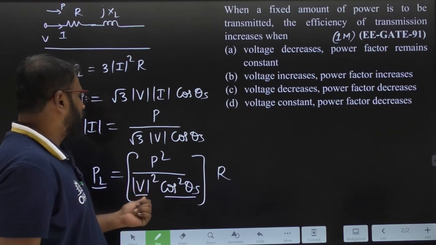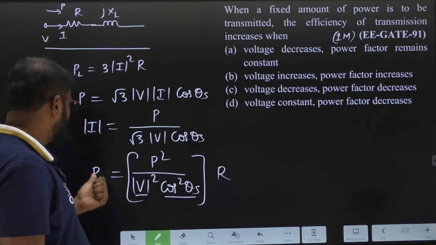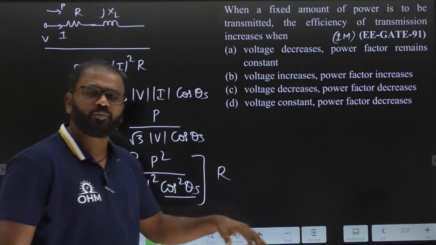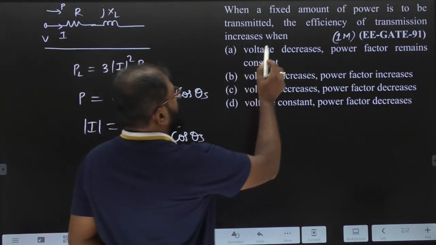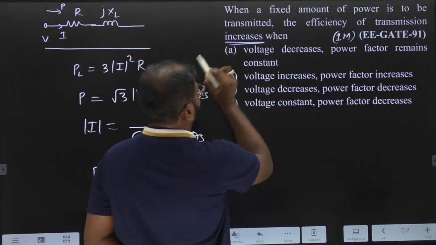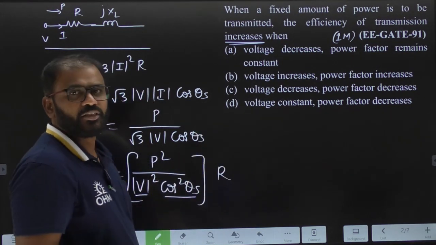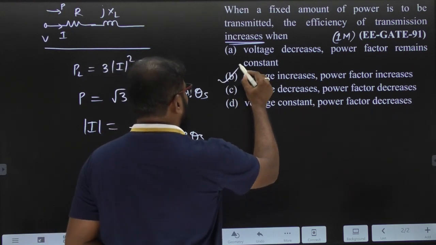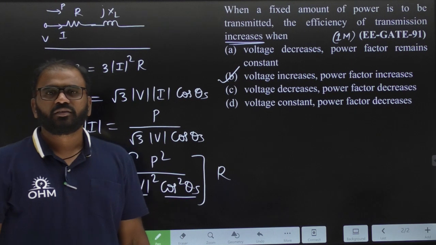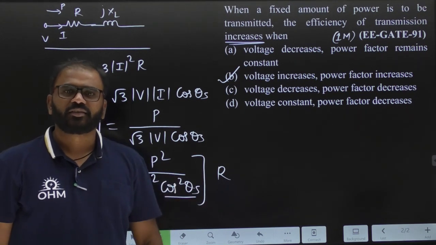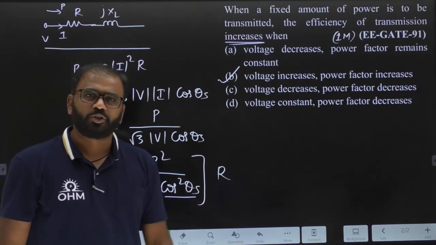Now what can you understand from this? If both voltage and power factor increase, power loss decreases. Power loss decreases means efficiency increases. Now this question is clearly saying efficiency of transmission increases when voltage increases and power factor increases. So the answer for this question is option B. If both voltage and power factor increase, definitely losses in the transmission line decrease and efficiency of transmission will increase. Now we will move on to the next question.